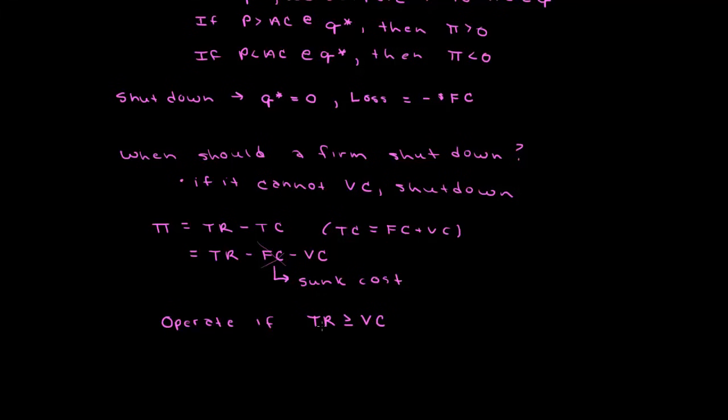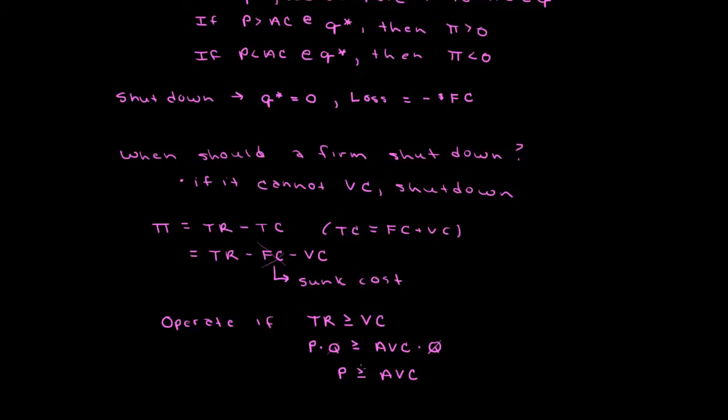Alternatively, you can write that as follows. Total revenue, price times quantity, is at least as great as variable cost, that's going to be your average variable cost times quantity. The Q's will cancel out. So this nicely simplifies to price is at least as great as average variable cost.